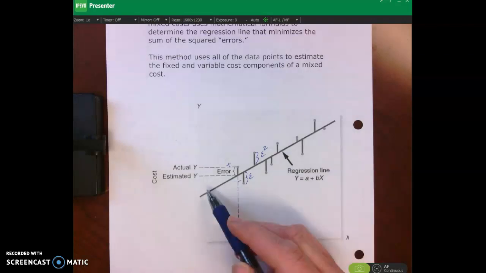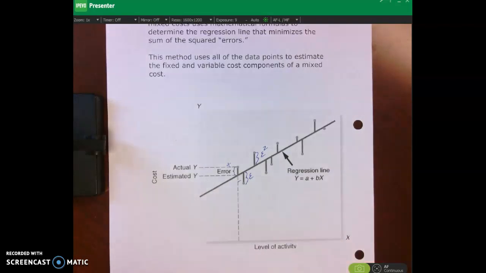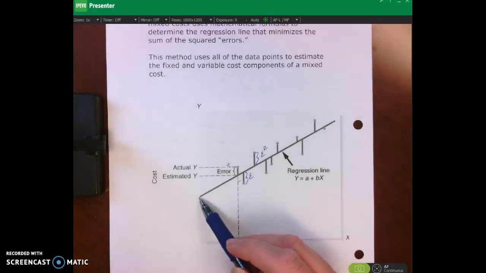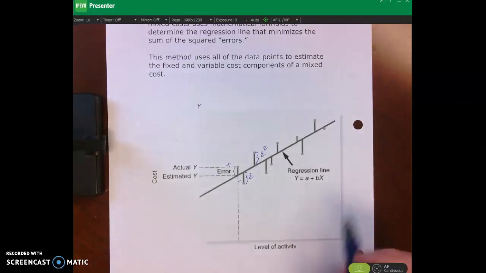So what regression does, and you may have learned about this in some of your stats classes, is that regression finds the line which minimizes the sum of the squared errors. It finds the line that minimizes the sum of squares. That's what that means. Okay.